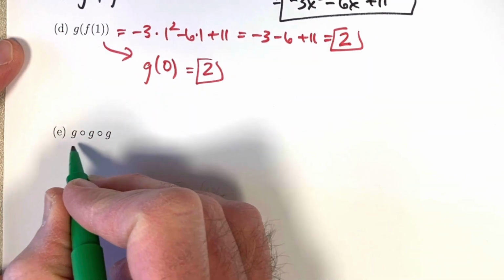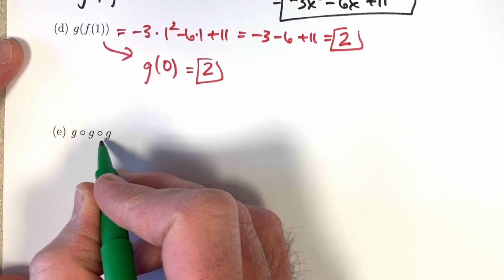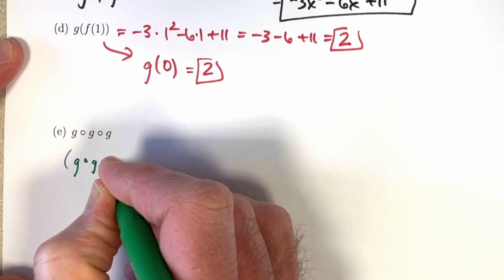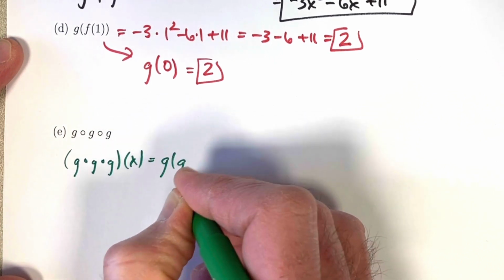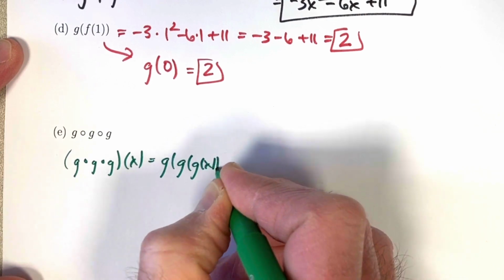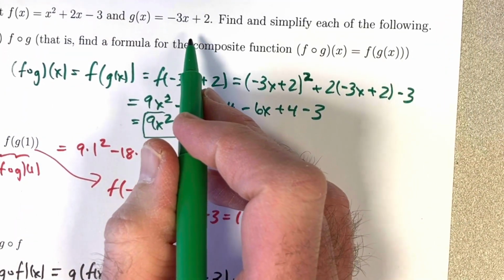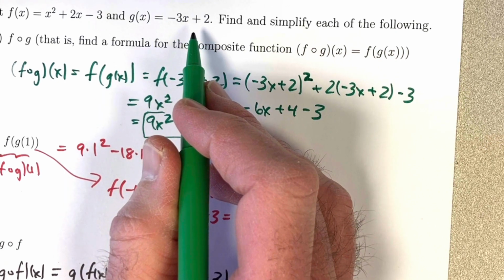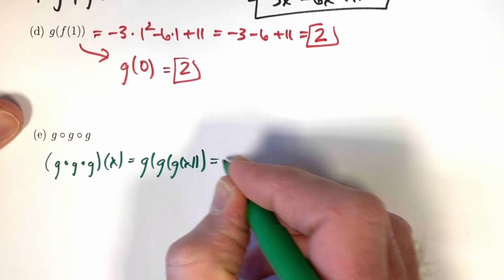Part E, g circle g circle g. I'm composing g with itself with 3 factors of g, you might say. This is g of g of g of x. Am I multiplying g of x times itself with 3 factors? No. If I did such a thing, I would get a cubic. But this is actually going to turn out to still be a linear function, we will see.